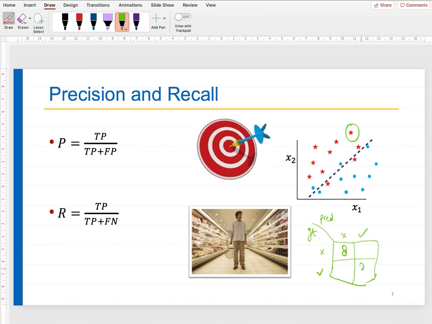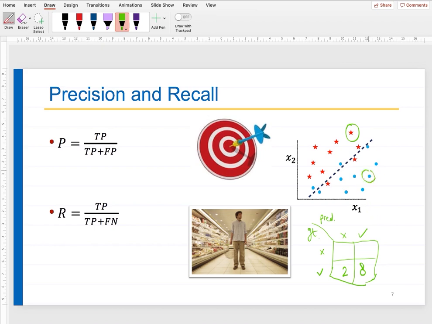It should have been here, because I'm saying yes means rose is there. Okay, so 8. And so 2 times the ground truth is rose, but it is saying no, it is not a rose, right? Okay, now tell me about this point.